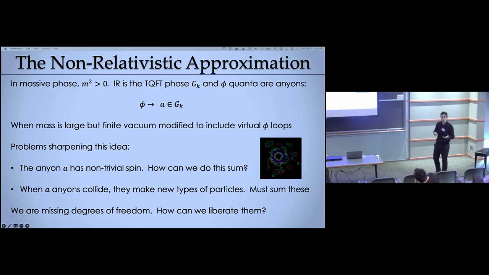Now there are problems sharpening that idea, actually. One is that this anyon has non-trivial spin. So how are you supposed to do the sum? Another problem is that when these A-type anyons collide, they produce some other kinds of anyons. And you should include those in the sum as well. So you need some consistent rule for doing that. And third, we have this kind of intuition that we're missing degrees of freedom. And the question is, how can we liberate them? We'll see that all of these questions get solved in one swoop in a minute.